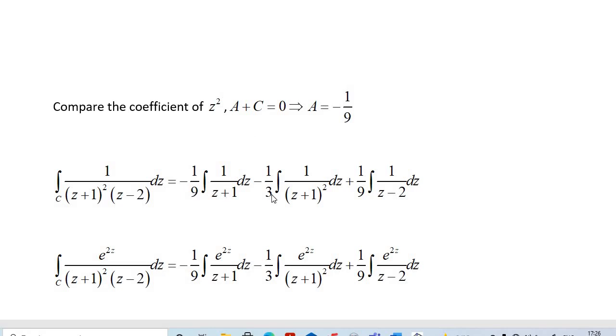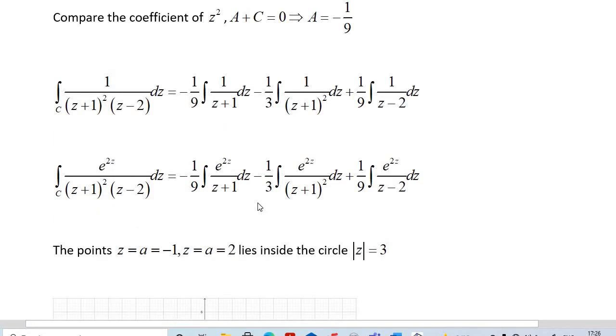Substitute and write down a separate integration for each term. Then we are going to get this step. Here we are multiplying e power z, so here also, here also, here also we are going to get e power 2z. So now we are going to use Cauchy's integral formula for each integration separately.